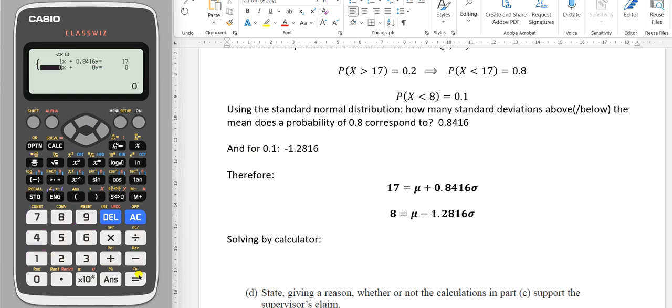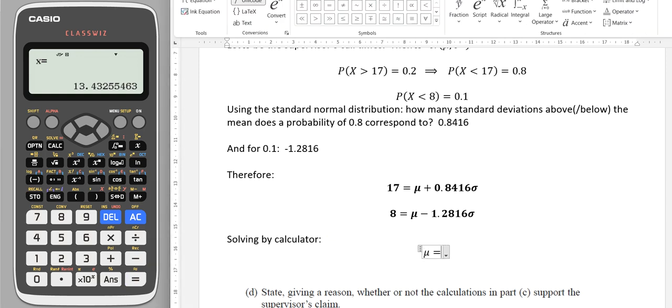0.8416 and 17, 1 minus 1.2816 and 8. If you get ludicrous numbers from this, you should be able to check that they're ludicrous and identify where you've gone wrong. It's easy to go wrong with this, but it should be usually relatively easy to check as well. So I get mu equals 13.4. Sigma, which should be my y value, comes out as 4.24.